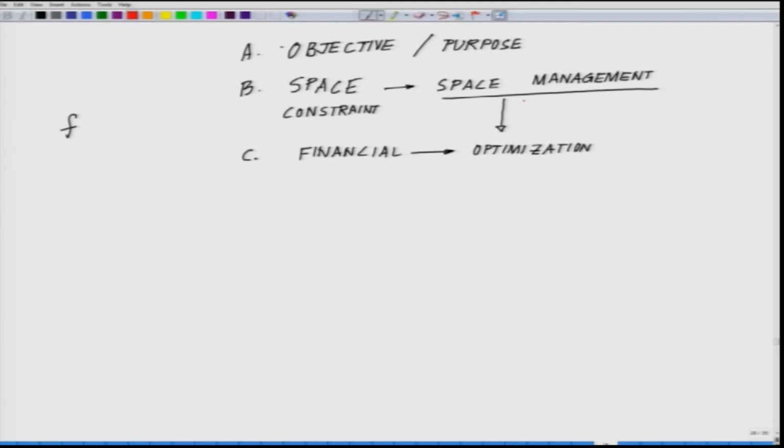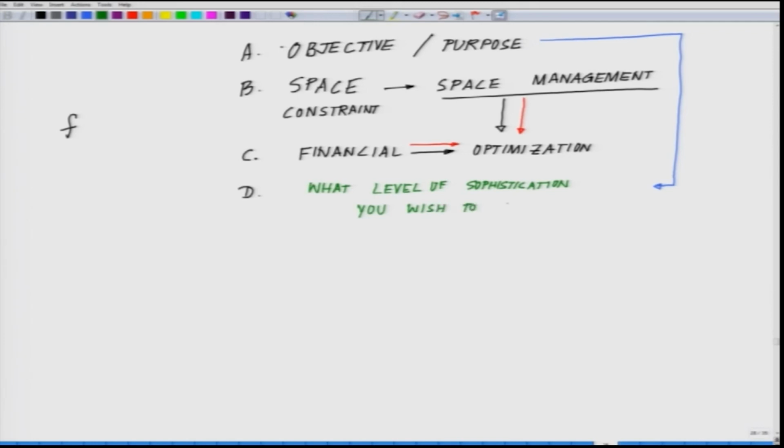Now I am again redoing that arrow: space and finance have to be optimized very neatly. And then comes, based on your objectives, what are the objectives you have set for yourself? You have to decide what level of sophistication you wish to achieve.